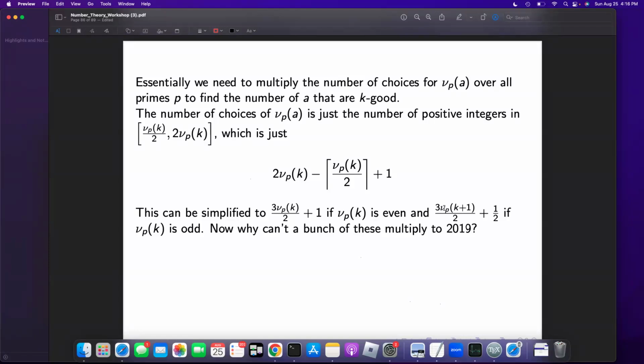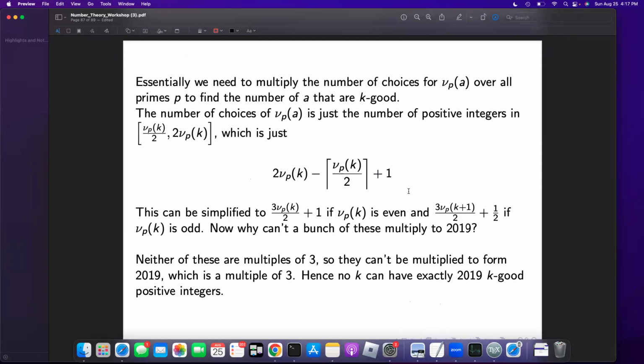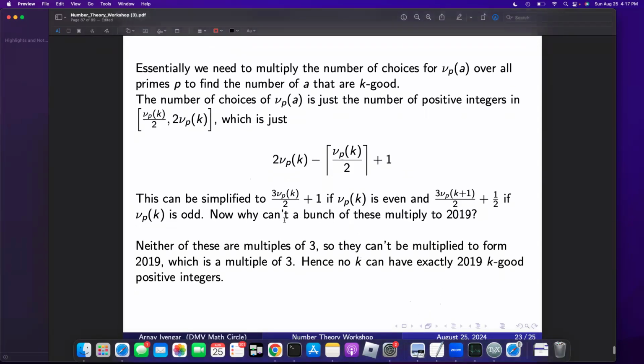Yeah, 2019 is 3 times 673. So not divisible by 3. So both of these factors cannot be divisible by 3. So you're essentially just multiplying a bunch of numbers that are not divisible by 3. So you can't actually get 2019. Which is why there's no k that can have 2019 k-good positive integers, and that solves the question.